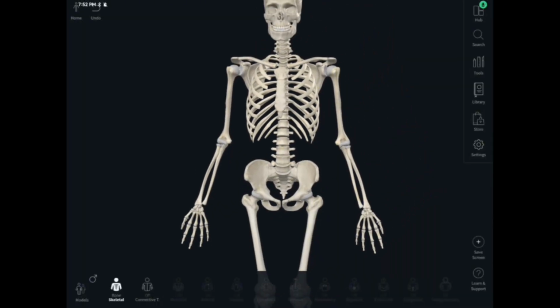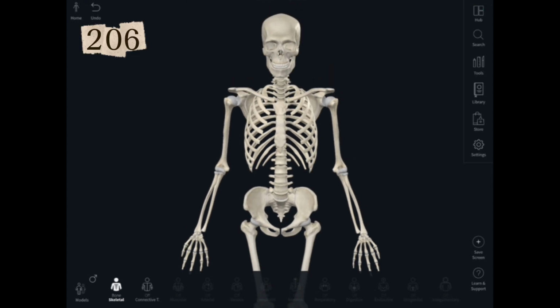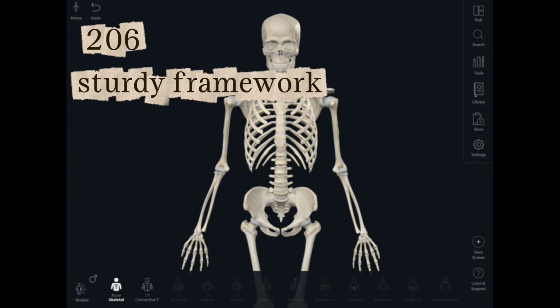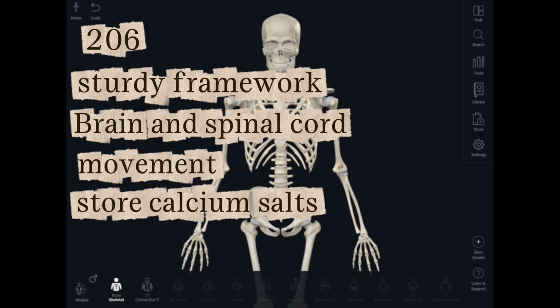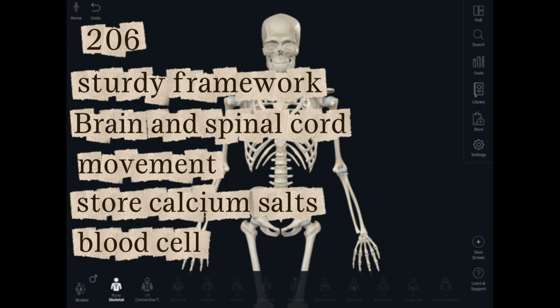Today we're going to talk about the bones. Humans have 206 bones in their body, and the functions of the bones are: they form a sturdy framework for the entire body. They protect delicate structures such as the brain and the spinal cord. They work as levers with attached muscles to produce movement. They store calcium salts and produce blood cells.